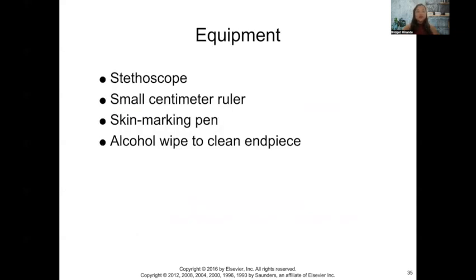You will have your stethoscope. We use primarily the diaphragm, but we will be using the bell to listen to vascular sounds, and making sure that you have some type of measurement tool in case you come across something you need to measure. We'll find out soon. And an alcohol wipe to clean the end piece of your diaphragm or bell.